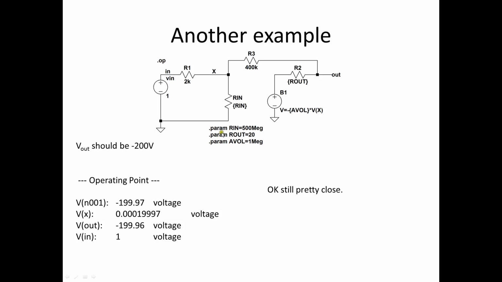But let's try another example where Vout should be equal to minus 200 volts, because this is 400K and that's 2K. 400K divided by 2K is 200, minus 200. And when I run it, I get minus 199.97. And that's pretty close. It is starting to get smaller, not approaching 200 as closely as the other example, because as R3 gets bigger, there'll be less feedback between Vout and Vx, and the assumptions of the open loop gain being infinite start to fall apart, but it's still pretty close.